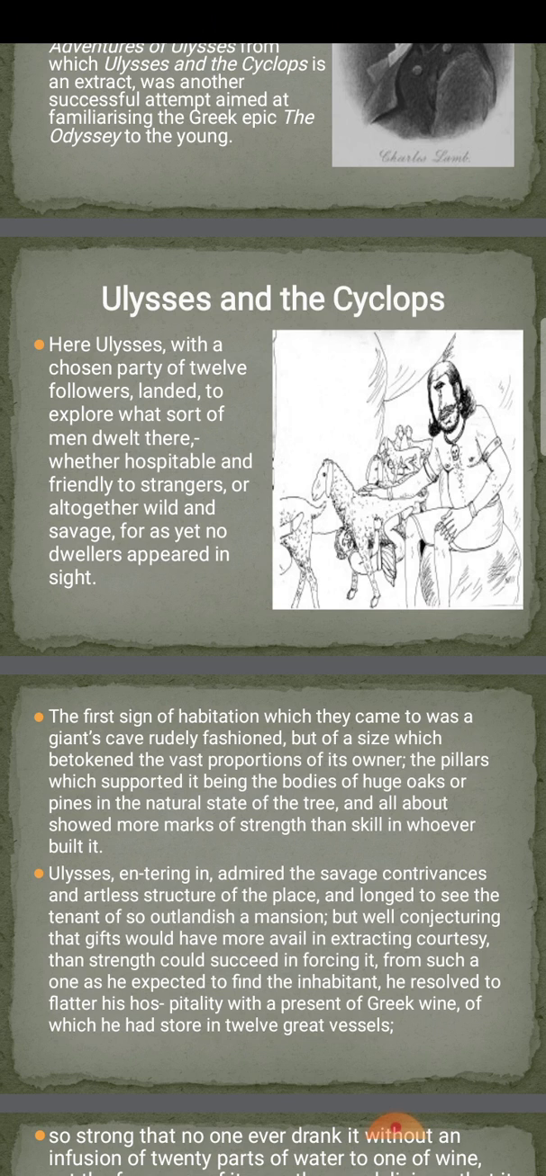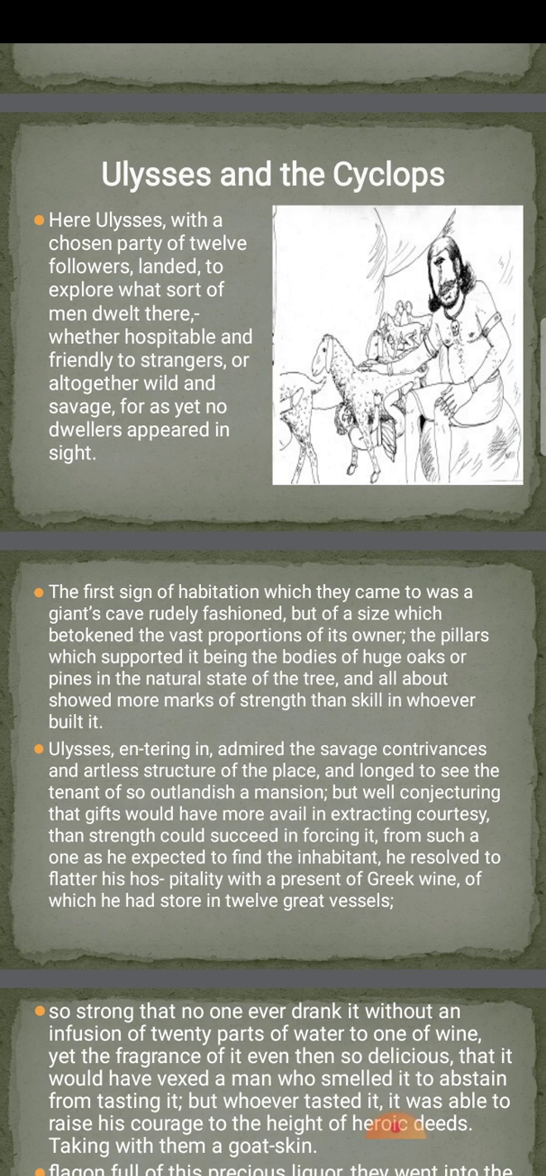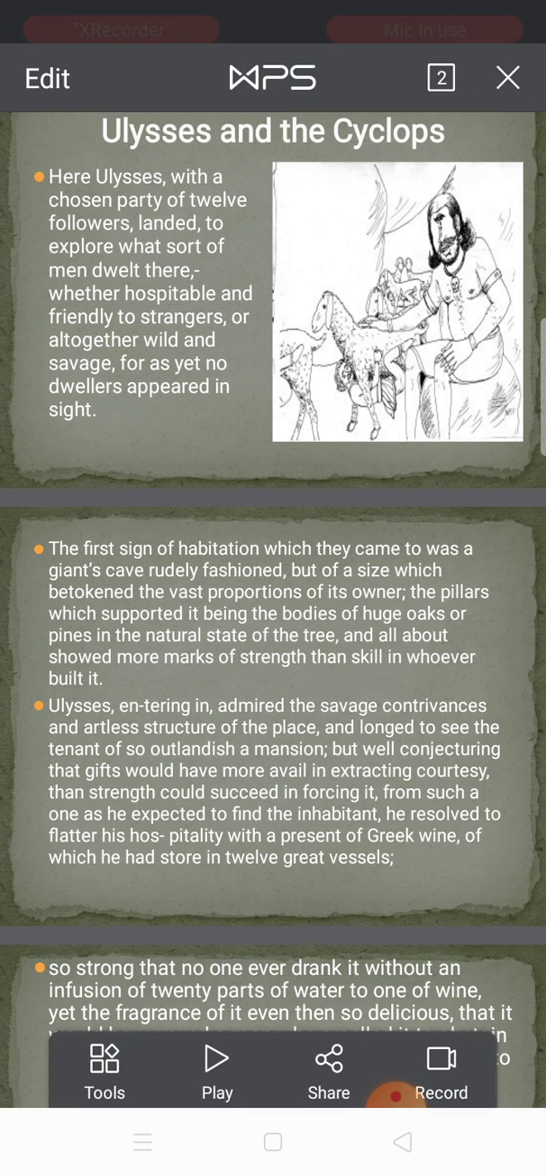Rock at the backside, and all rock, and the front side like a shelter type they made with this timber, the stems of trees. Ulysses, entering, admired the savage contrivances and artless structure of the place, roughly built, that hut and cave and all decorated roughly, so he appreciated it. Ulysses longed to see the tenant of so outlandish a mansion.